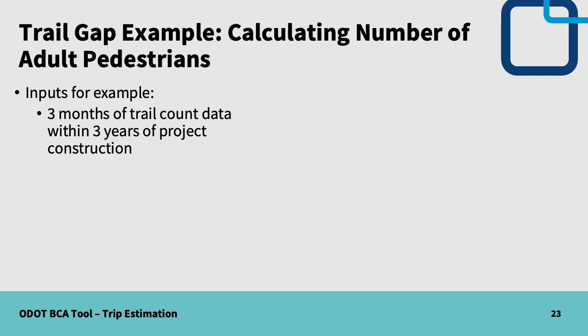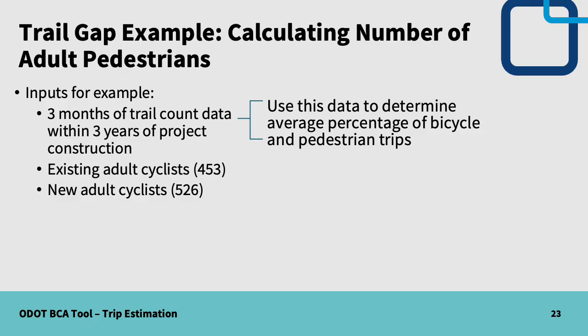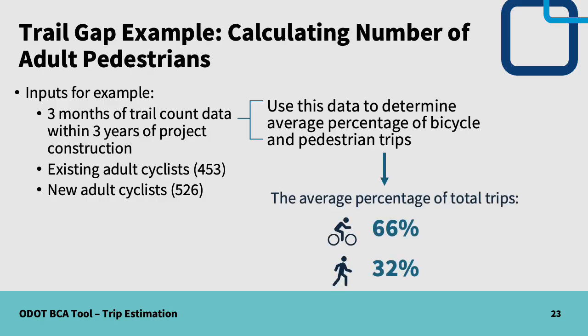The number of existing and new pedestrians can be calculated based on the assumption that usage of the proposed project will reflect the same mode split as the 2023 count data. Therefore, the number of existing and new adult pedestrians can be calculated based on the number of existing and new cyclists. In our example, the average percentage of total trips made by cyclists was 66%, and the average percent of trips made by pedestrians was 32%. The remaining 2% of trips were made by other modes like roller skating.